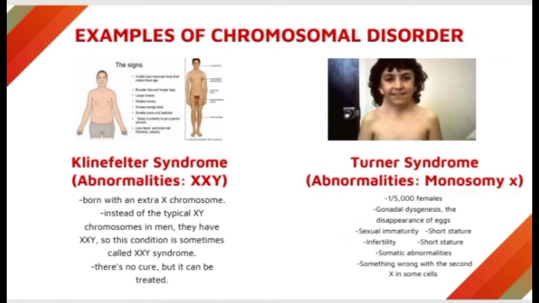Klinefelter syndrome is when a boy is born with an extra X chromosome. Instead of the typical XY chromosomes in men, they have XXY. So this condition is sometimes called XXY syndrome, and there's no cure, but it can be treated. And Turner syndrome occurs in 1 in 5,000 females: gonadal dysgenesis, the disappearance of eggs, sexual immaturity, short stature, and somatic abnormalities, with something wrong with the second X in some cells.